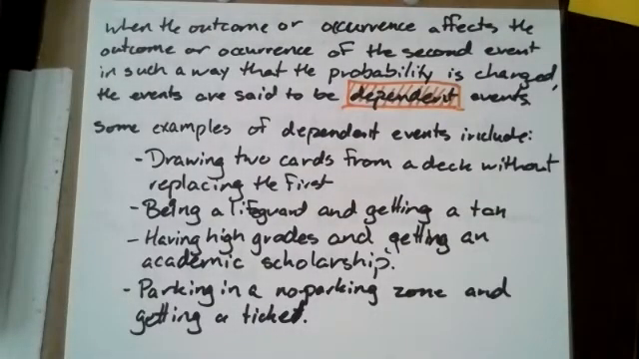When the occurrence of the first event affects the outcome or occurrence of the second event in such a way that the probability is changed, the events are said to be dependent events. Some examples of dependent events include drawing 2 cards from a deck without replacing the first, being a lifeguard and getting a tan, having high grades and getting an academic scholarship, parking in a no parking zone and getting a ticket.